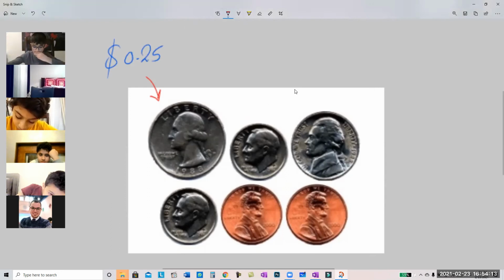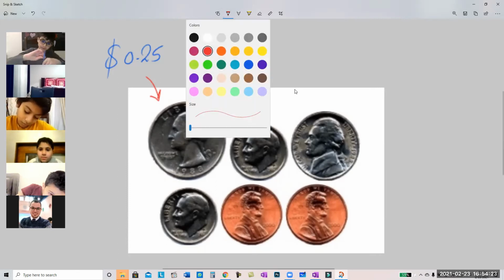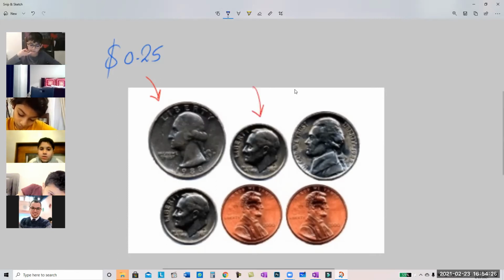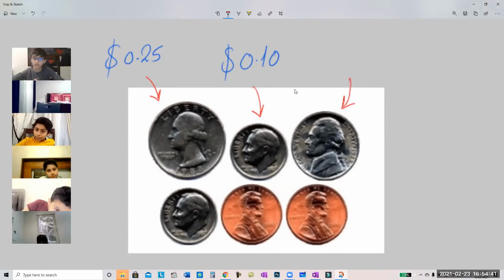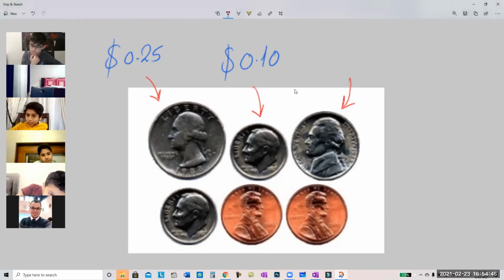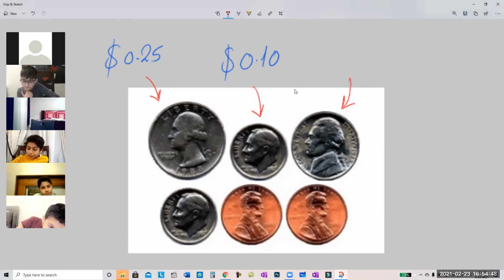Okay, so what about the next one? This one. Okay, Mahdi. It will be 10 cents, right? So how can we write it in dollars? 0.10. Excellent. You're a genius. Okay, who's the next one? Who can tell me what about this? I can't see anyone raising his hand. Ahmed Shamasi.